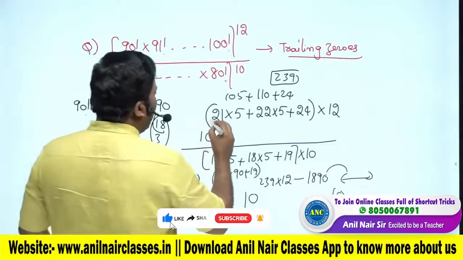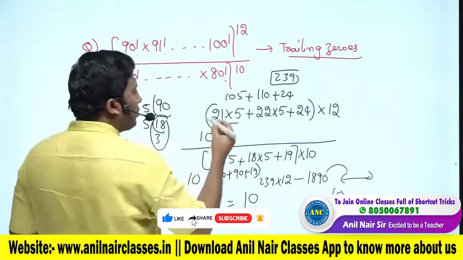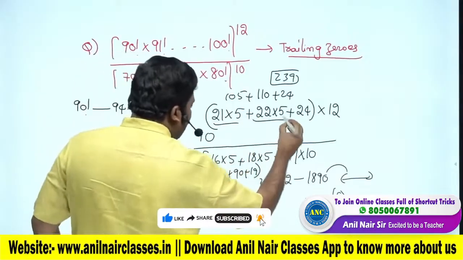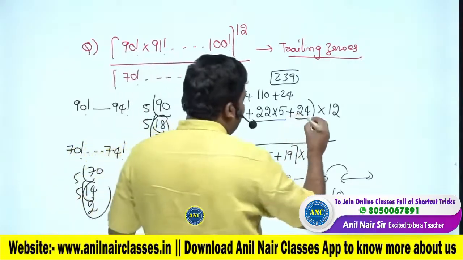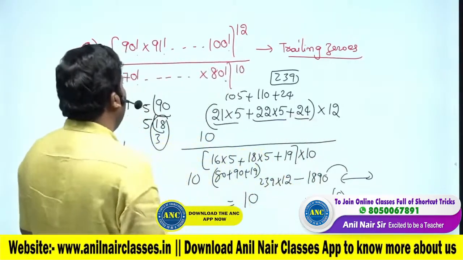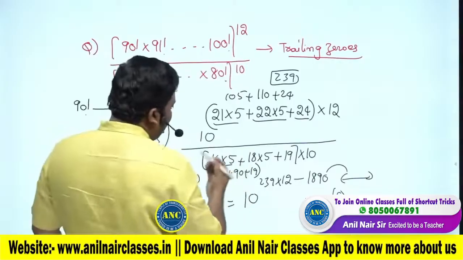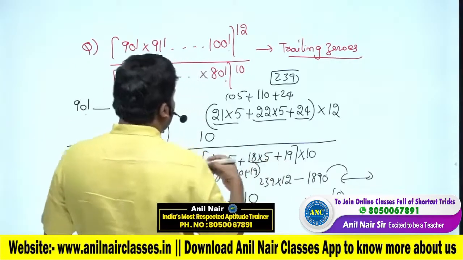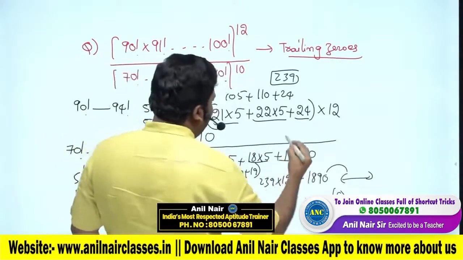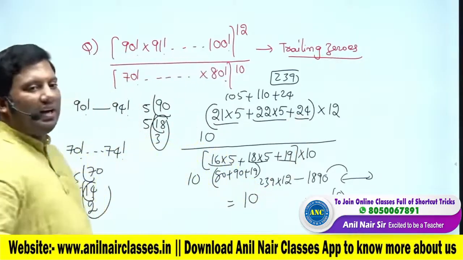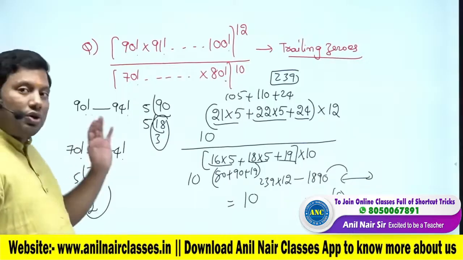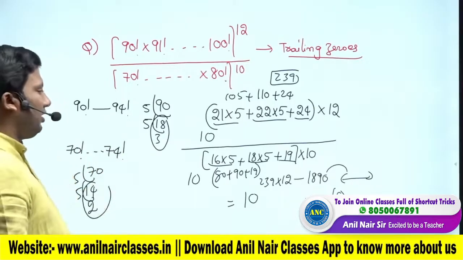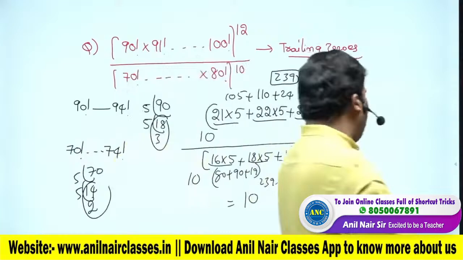Why is it 21 into 5? 92, 94. Why is it 22 into 5? 95 to 99. What is it? 100 factorial. Similarly, these 70 to 74, 75 to 79, and this will be 80. A power n, whole power m, is a power m into n. Good question. I hope you enjoyed solving these beautiful questions.